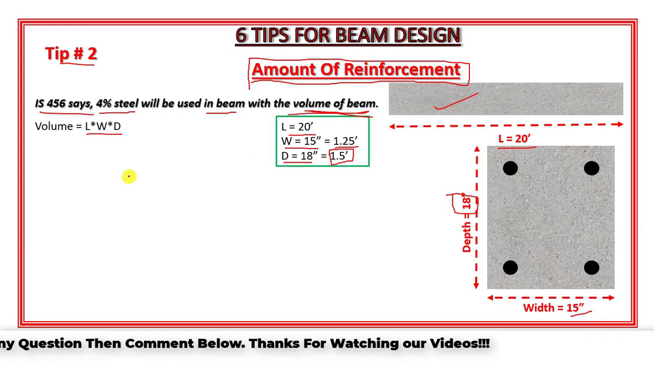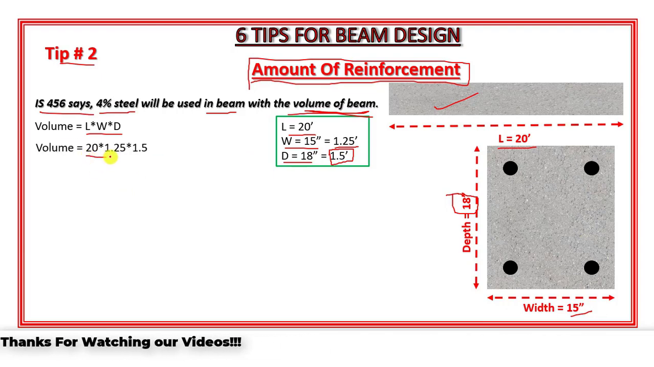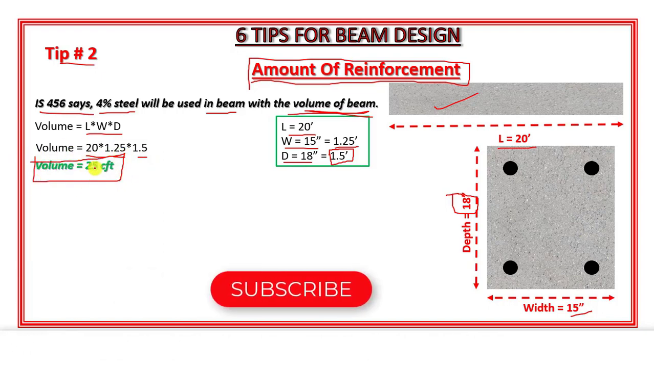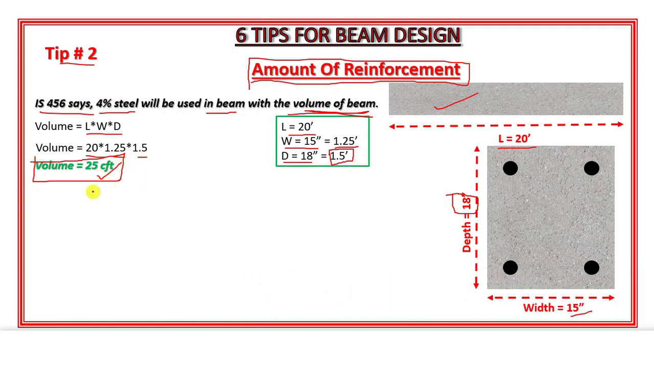Now by putting these values, I will get the volume of the beam, and it is equal to 25 cubic feet. So the volume of this beam is 25 cubic feet. And now I am ready to actually calculate the amount of reinforcement by using tip number 2, which states that 4% of steel will be used in the beam. So the quantity of steel is equal to 4 divided by 100 and then multiply it with the volume of the beam, which is equal to 25 cubic feet.